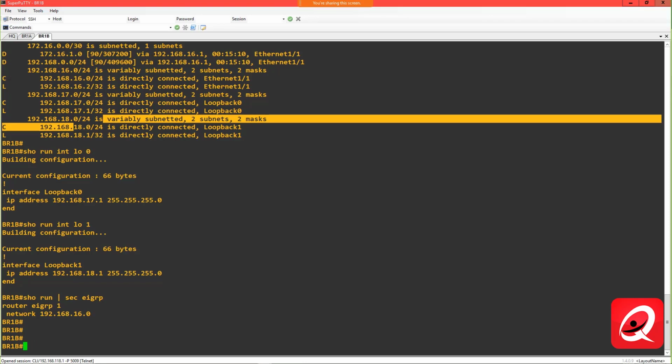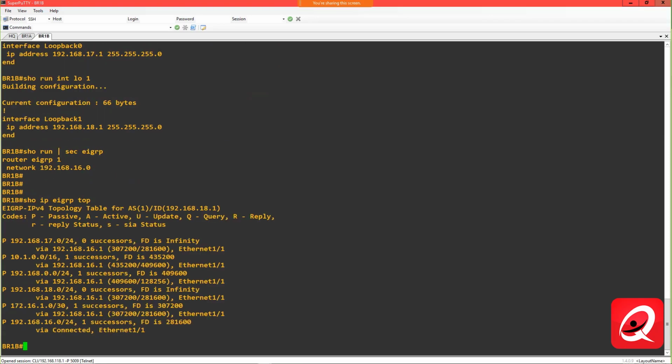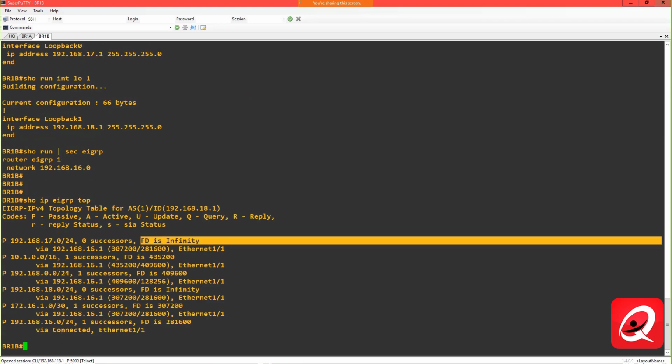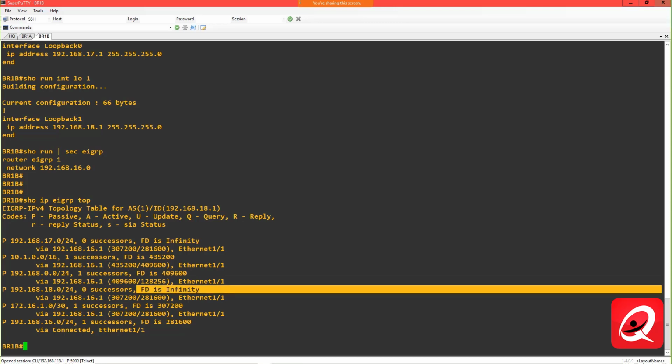Now, if I go to show ip eigrp topology, the reason why they show a metric of infinite is that they're not being advertised into EIGRP from this router. They're connected routes, but they're also being learned from another router. And we'll see why that is in the case here.